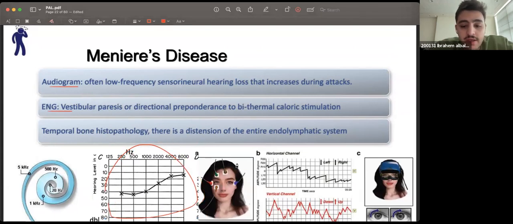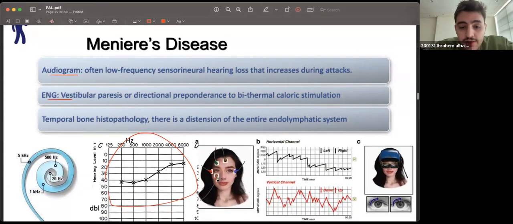An ENG basically attaches electrodes which detect eye movement, and you start injecting cold or hot water inside the ear. Okay, let me show you a picture of that. Hopefully that will be better.